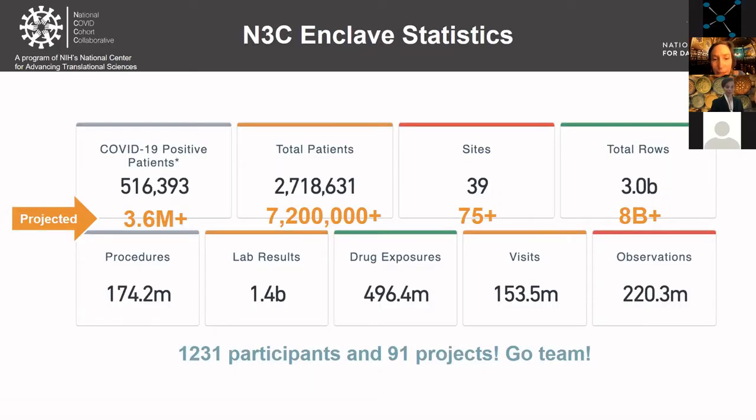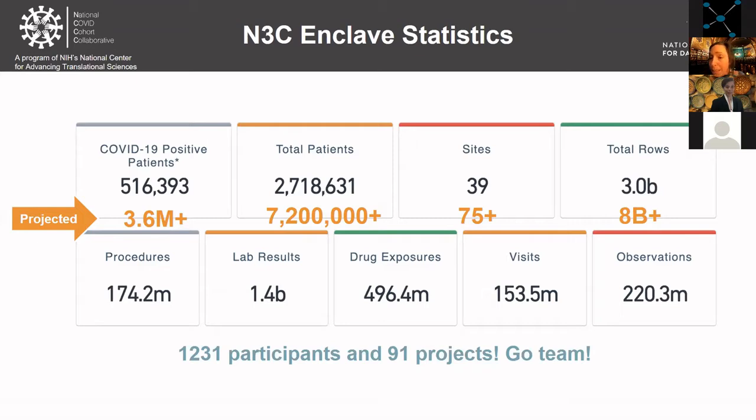Okay, next slide. So this just gives you the actual numbers and some projections based on the current data transfer agreements. So we're up to 500,000 plus COVID-19 positive patients. That's a very significant number, with 39 sites having data that has been harmonized. And that's 3 billion rows and 220 million observations with 153 million visits. We are anticipating with the number of DTAs that have been signed, approximately 7.2 million total patients.